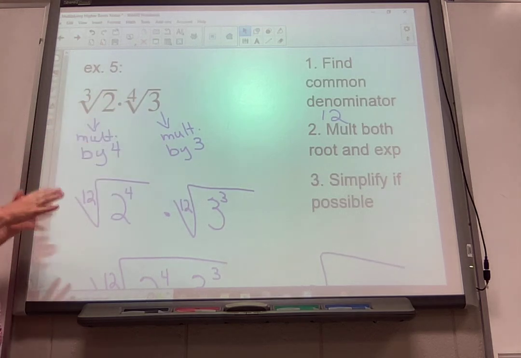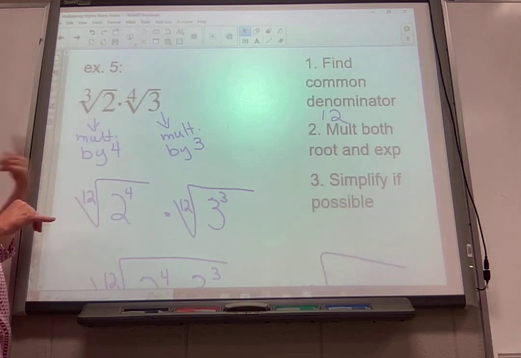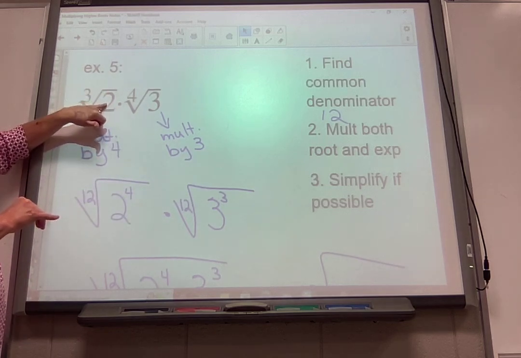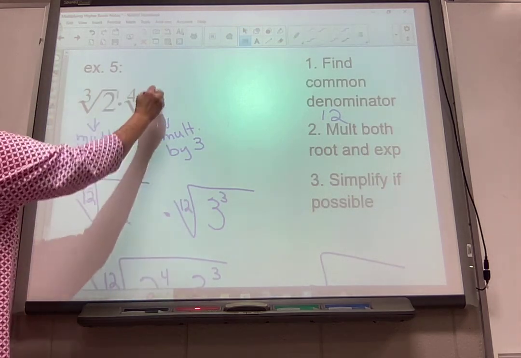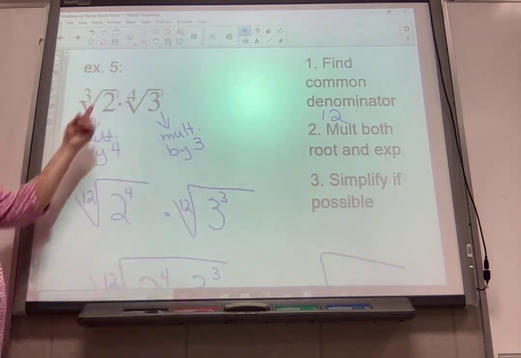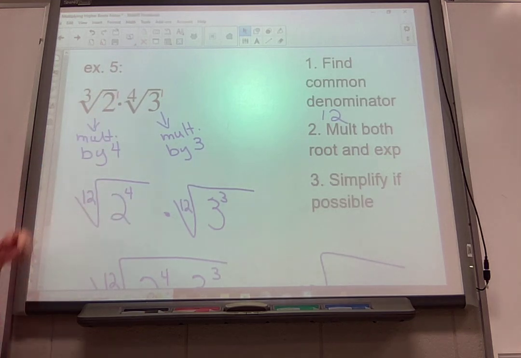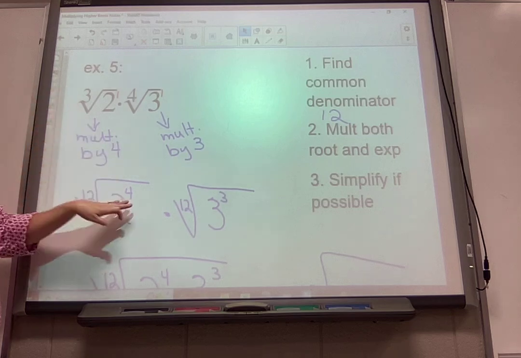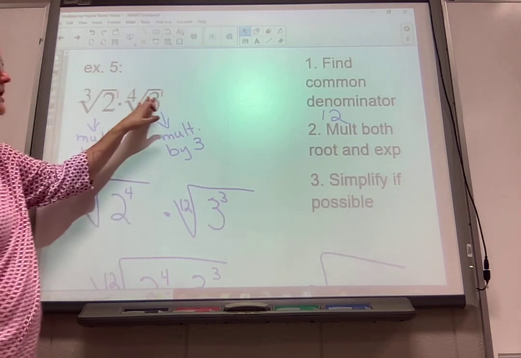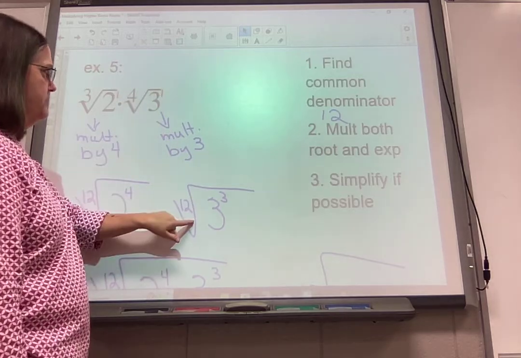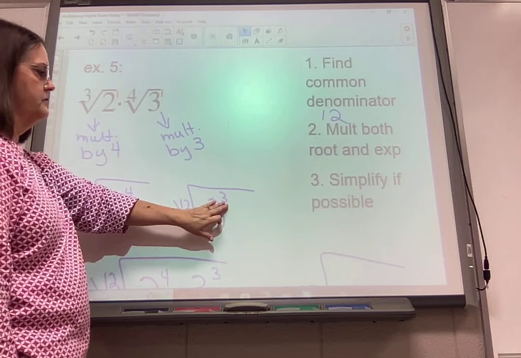So whatever I multiply the radical by to get here, I have to multiply the number underneath the radical by the same thing. So this is 2 to the first power and 3 to the first power. So 1 times 4 is 4. So I multiply the exponents by the same thing that I multiply the radical by. So this is the 12th root of 2 to the 4th power. Same thing here. 4 times 3 is 12, so 3 to the first. So 1 times 3 is 3.